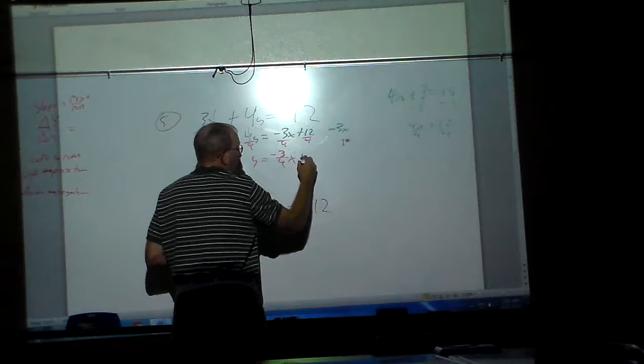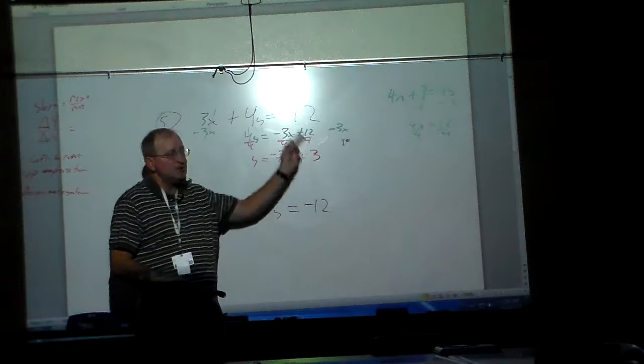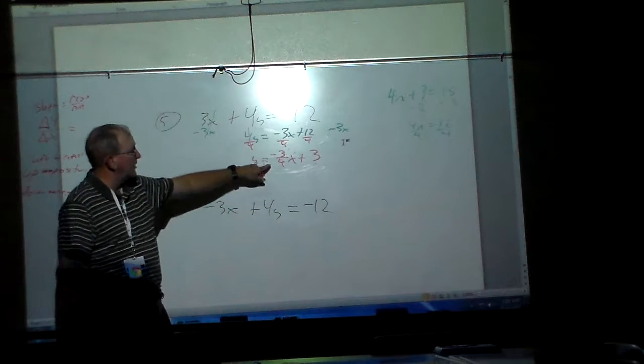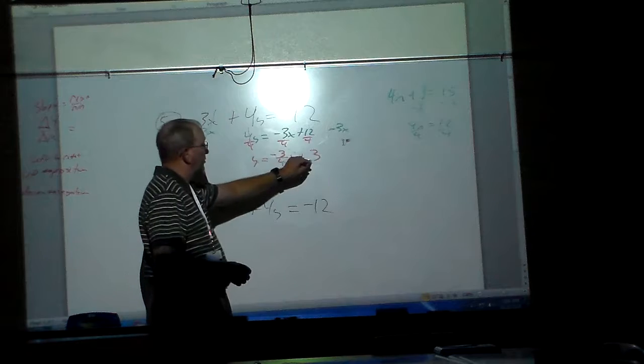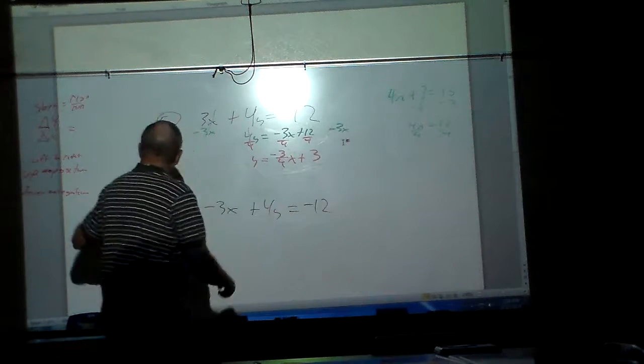And what's 12 divided by 4? It is 3. And if you're not sure, you can go to your calculator, math, fractions, and it will do it for you. Same thing right here, it will give you the least reduced number. So here's my answer: y equals negative 3/4 x plus 3, which gives me a y-intercept and a slope.